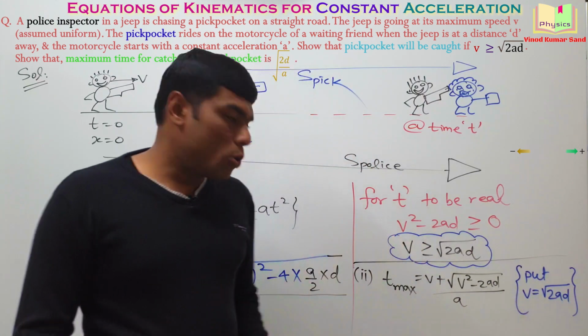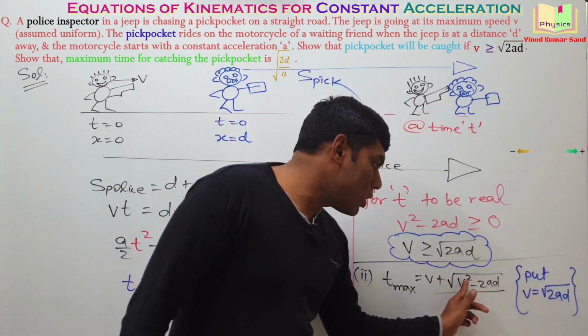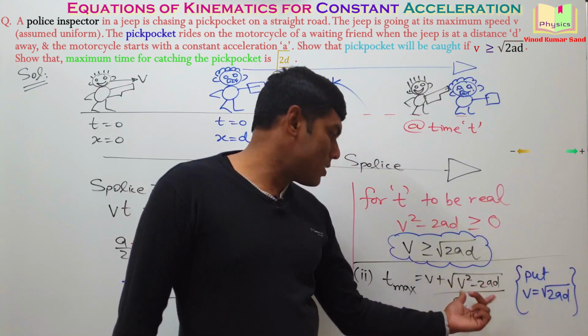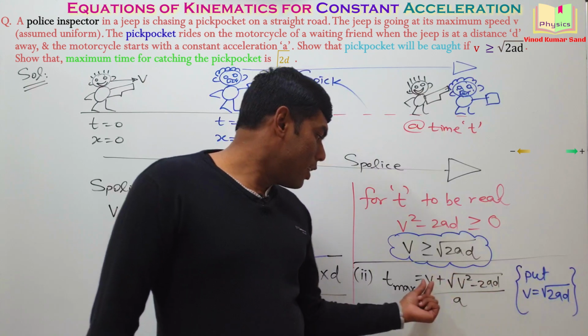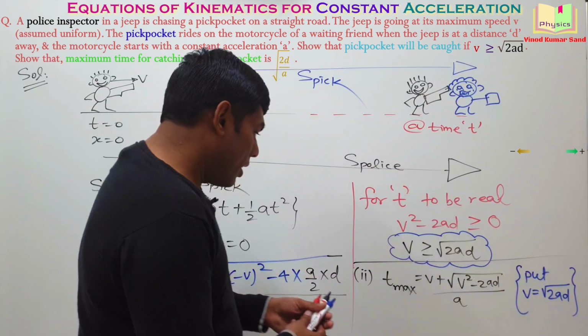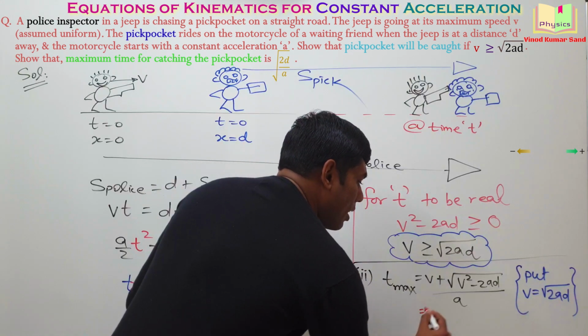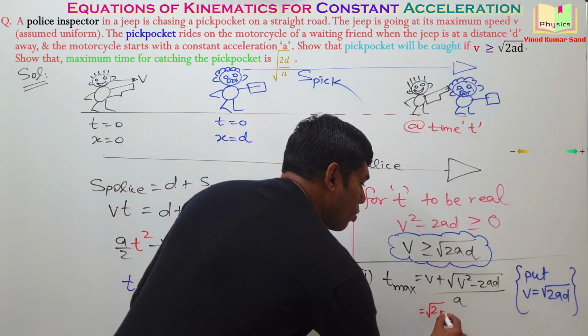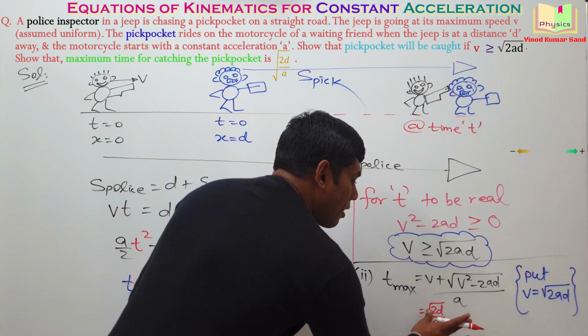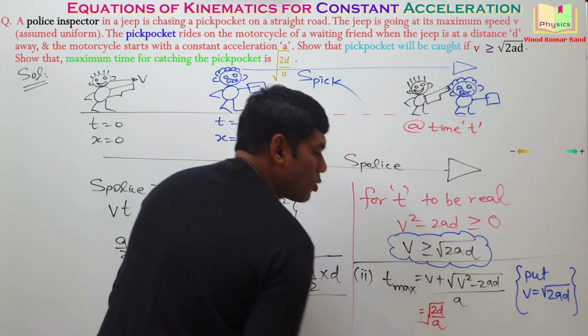here. I am doing the direct calculation. Here is v square. V square is actually 2ad, so this 2ad and this 2ad will get cancelled out. This part will get nullified. So you will be left with root 2ad divided by a. It gives me the impression that t max will come out to be root of 2d divided by a. Check it carefully. Do you get the same answer?